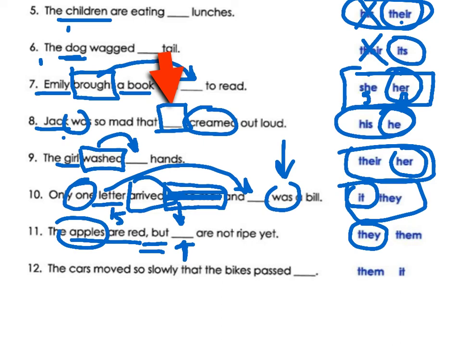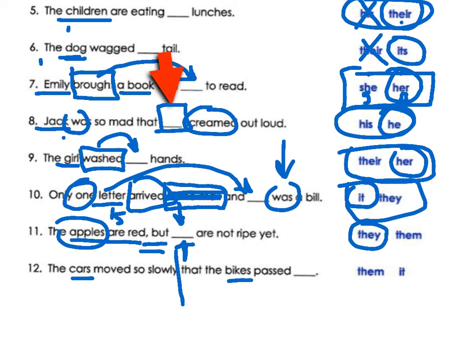And finally, number 12, the cars moved so slowly that the bikes passed blank. You've got some nouns here. You've got cars and bikes. The cars moved so slowly that, you've kind of got a new part of the sentence here that'll need a new subject, that the bikes passed blank. So bikes is the new subject in this part of the sentence.